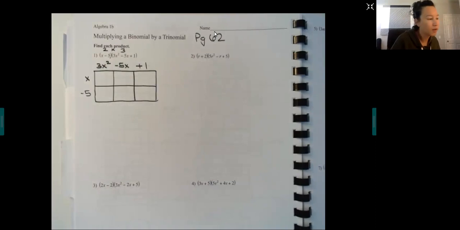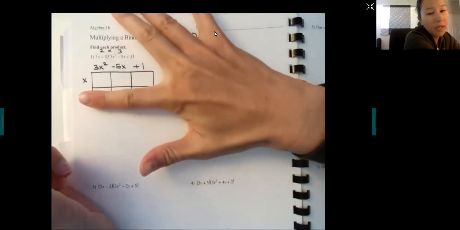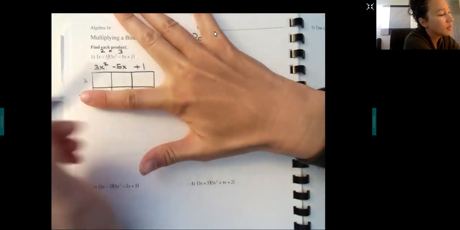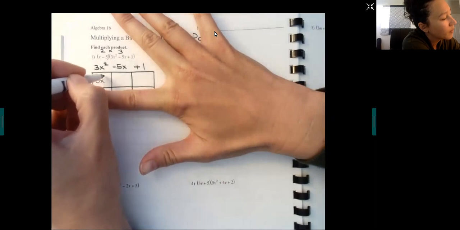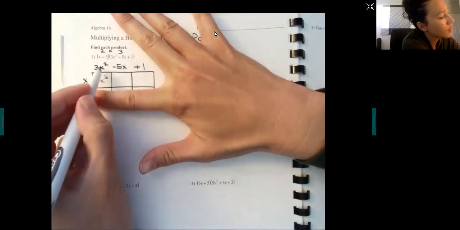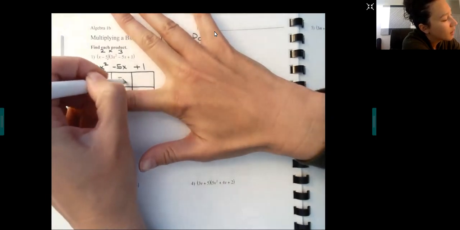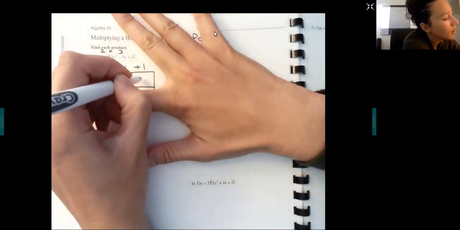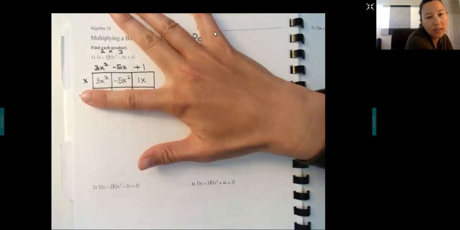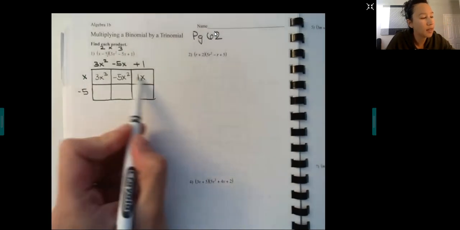So far, nothing different. Draw our boxes, label our sides. Then we're going to multiply to find the area of each box. So essentially, you're just doing two 1 by 3 boxes. So x times 3x squared. Now we're multiplying three x's, so it's x to the third power. Then x times negative 5x, which is negative 5x squared. And x times 1, which is just x or 1x. Questions on how I got this top row?